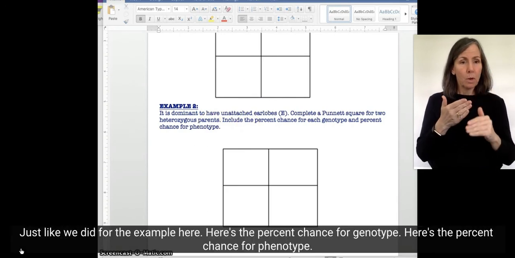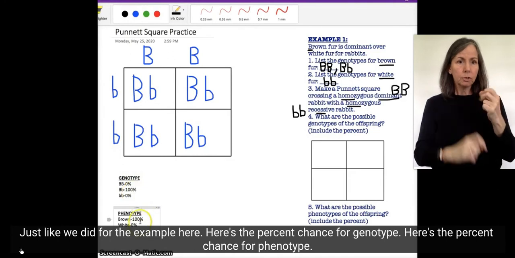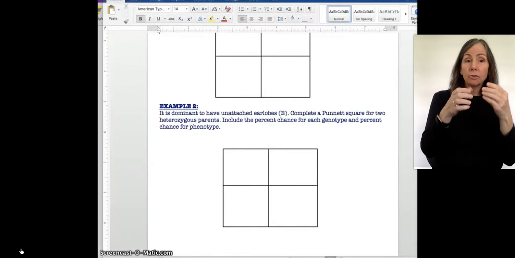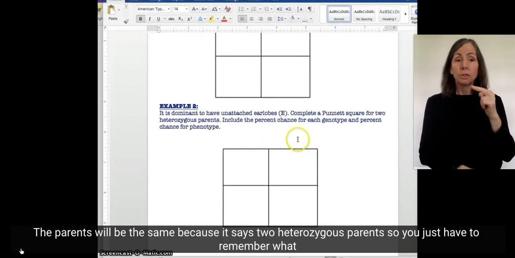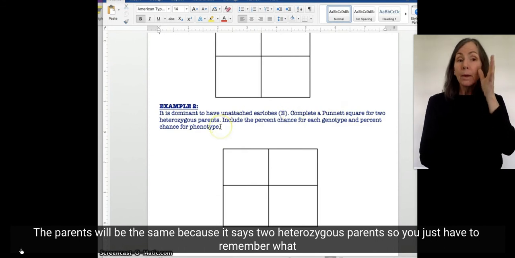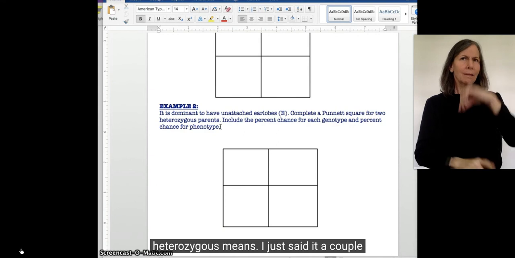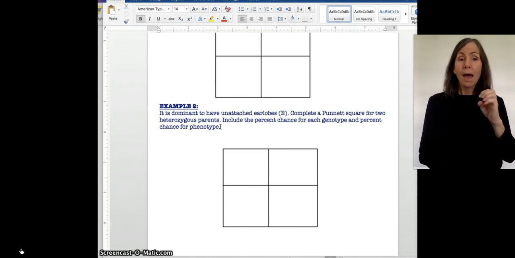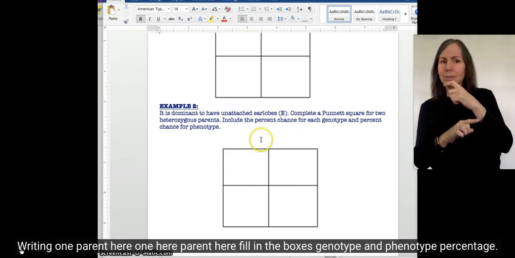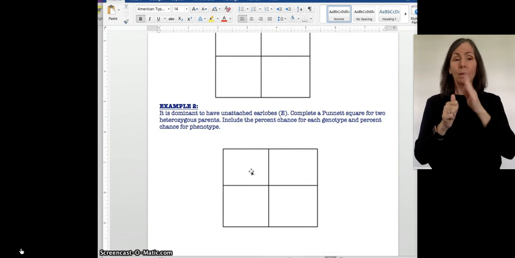So just like we did for the example here, here's the percent chance for genotype, here's the percent chance for phenotype. The parents will be the same because it says two heterozygous parents. So you just have to remember what heterozygous means. I just said it a minute ago. Writing one parent here, one parent here, fill in the boxes, genotype and phenotype percentage.